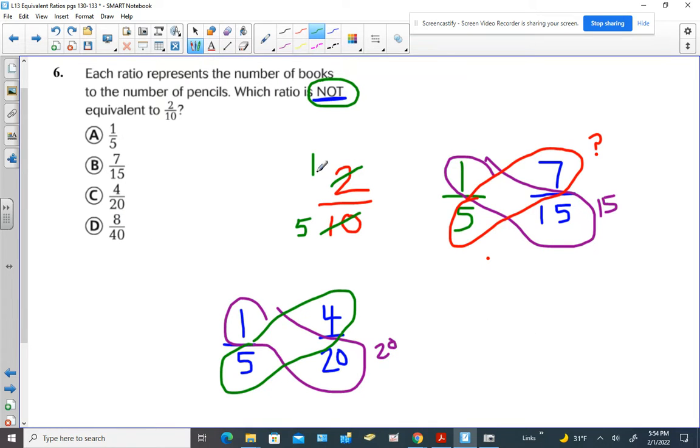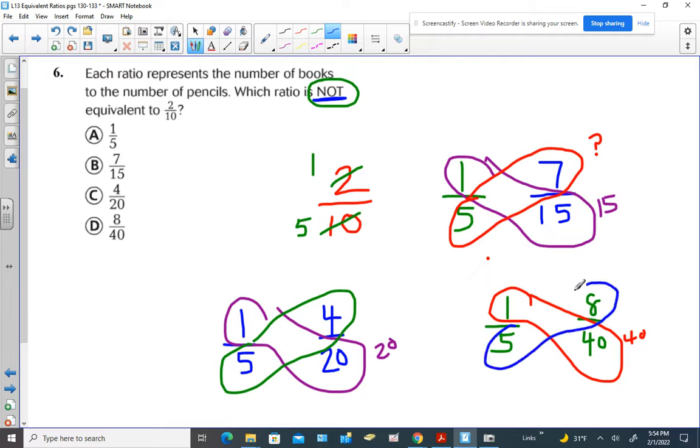And we can use that same approach with the 8/40ths. So we can go to the original reduced version of the 2 to 10 ratio, which we call a 1 to 5 ratio, and compare that to the 8 to 40 ratio, and ask yourself, are the cross products equivalent? 1 times 40 is 40. Is 5 times 8 also 40? Because if it is, then those two are equivalent. Remember, we want the one that's not equivalent.